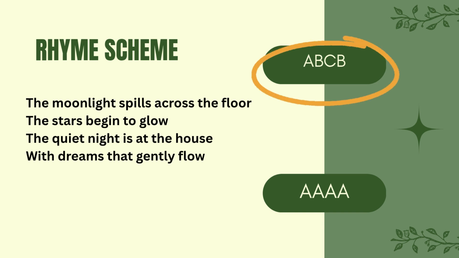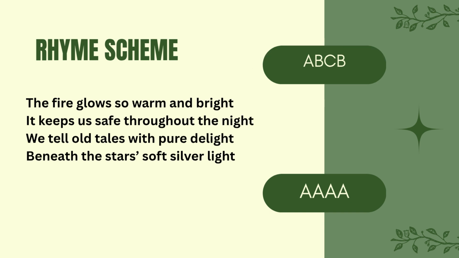What if all 4 lines rhyme with each other? The fire glows so warm and bright. It keeps us safe throughout the night. We tell old tales with pure delight. Beneath the stars' soft silver light. This is what we call AAAA rhyme scheme.